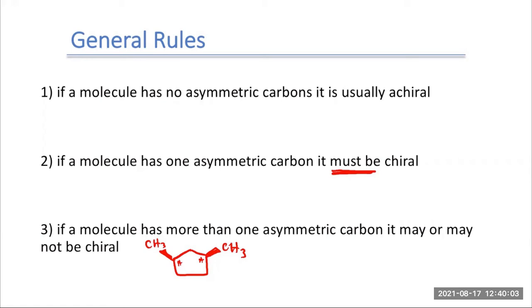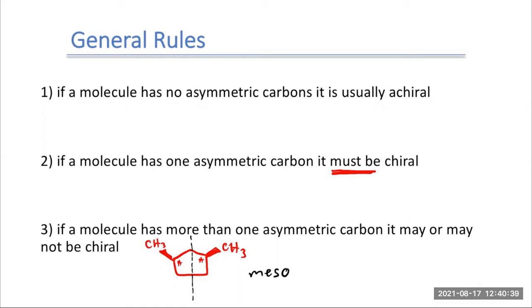But if we look at this molecule and I draw a line right down the middle, doesn't this half of the molecule look exactly like that half of the molecule? If the two halves look the exact same when you draw a line down the middle, that's what we call a meso compound, which means even though it has chiral centers, it's not a chiral molecule. It's an achiral molecule.